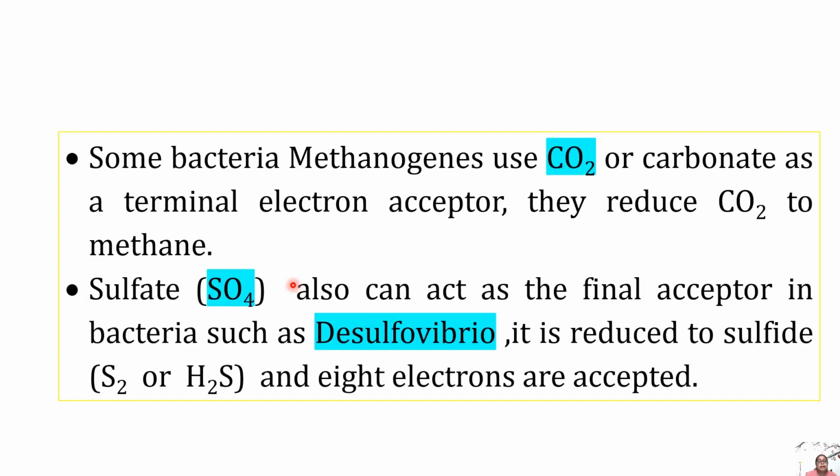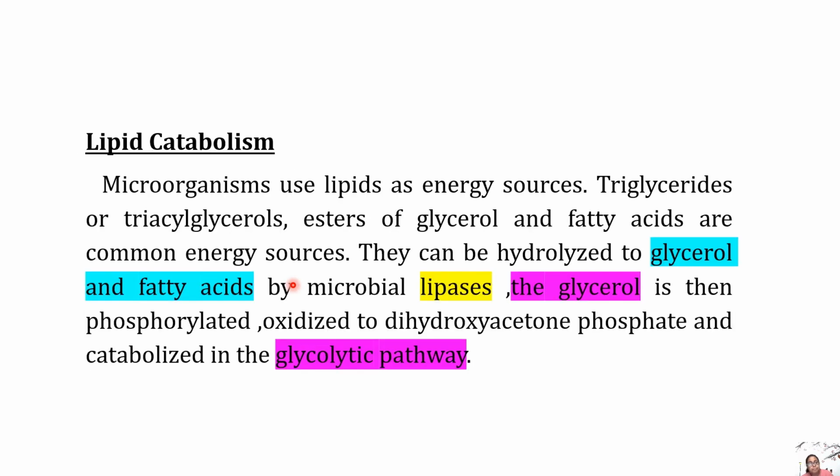Okay. Now some bacteria like methanogens use carbon dioxide or carbonate as a terminal electron acceptor. They reduce CO2 to methane. Sulfate can also act as the final acceptor in bacteria such as Desulfovibrio. It is reduced to sulfide and 8 electrons are accepted.